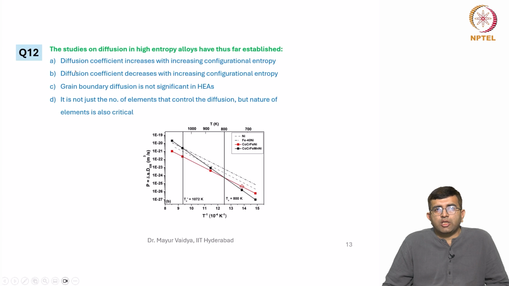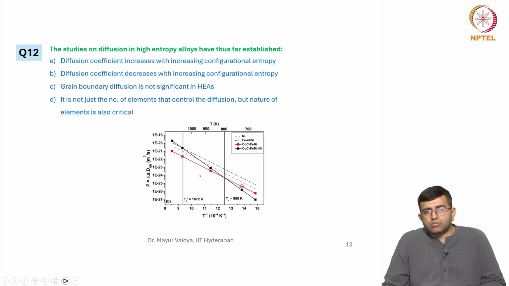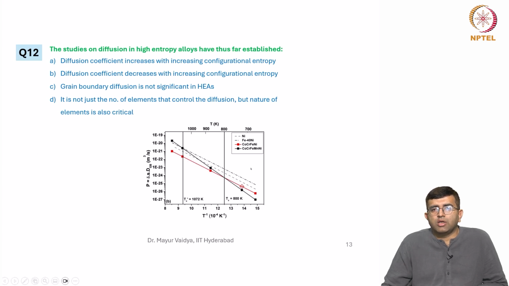Now, for the other 3 options, we have seen that, for example, in this case, we have the 4 component and 5 component alloy comparison of the diffusivities, and we can see that at lower temperatures, the 5 component alloy shows the least diffusivity as compared to pure nickel, iron 40 nickel, CoCrFeNi, and then the CoCrFeMnNi. However, the effect is not so significant, but still it is the slowest. However, when you go to the higher temperatures, you see it is the 4-component alloy which is the slowest diffusing species, whereas 5-component is not so.